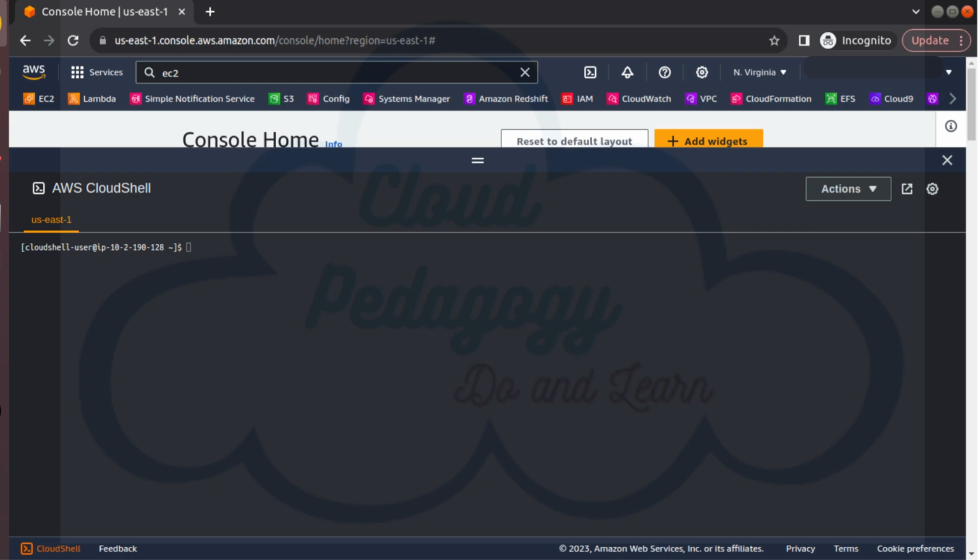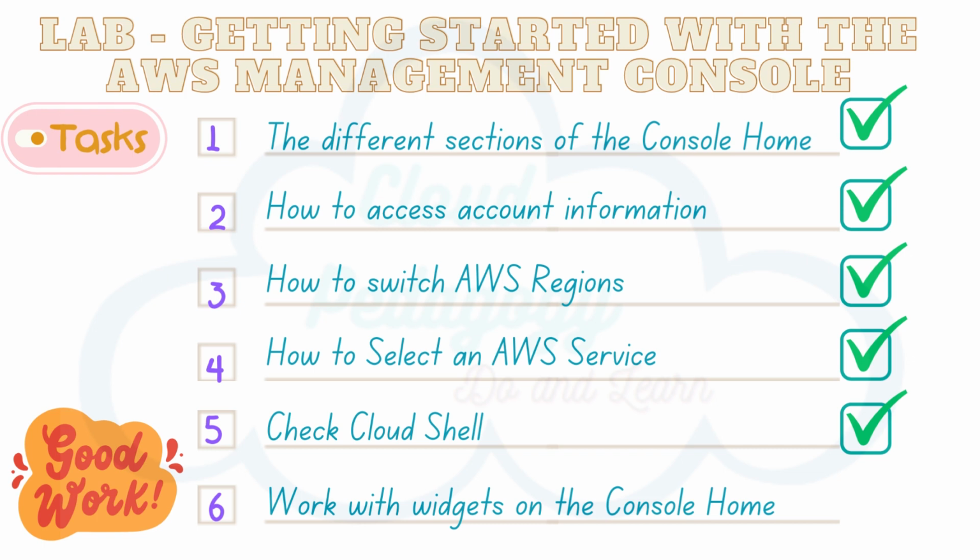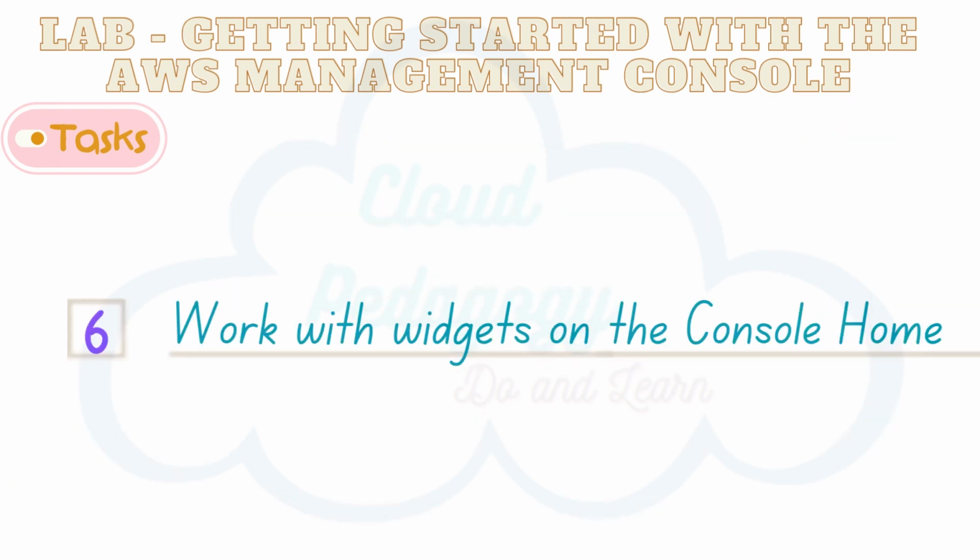Cloud Shell is a useful tool for securely interacting with your AWS account and is region specific, so any files that you upload are specific to that region. The current selected region is displayed in orange above the terminal. So that is about Cloud Shell. Next, we'll see how to work with widgets on the console home.